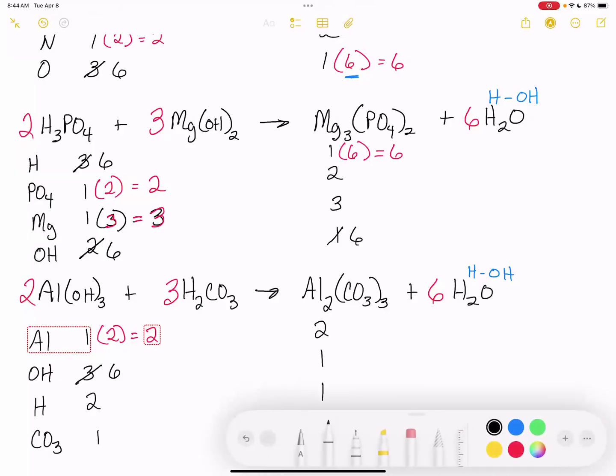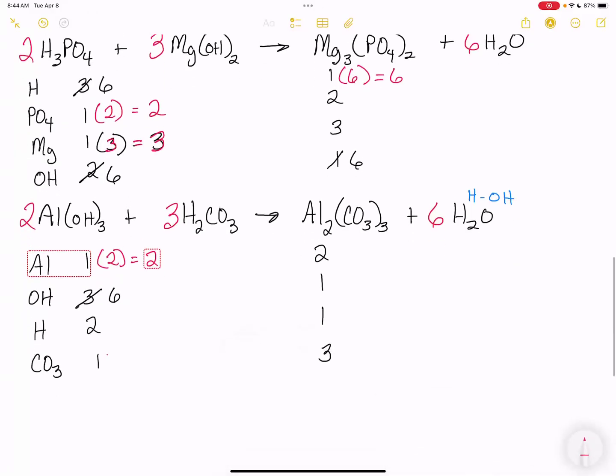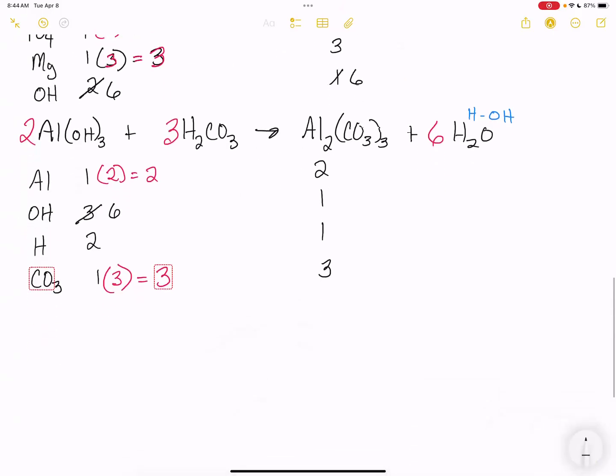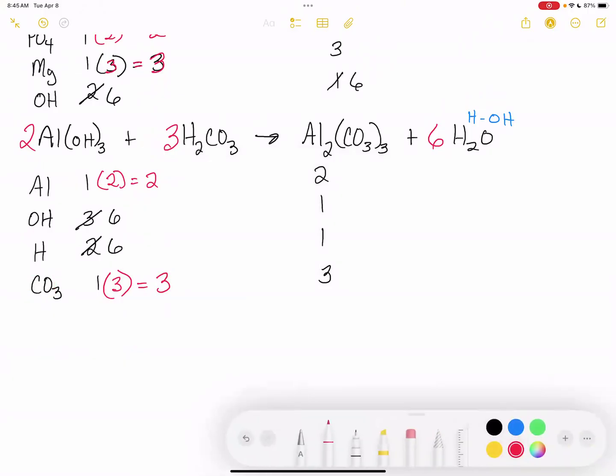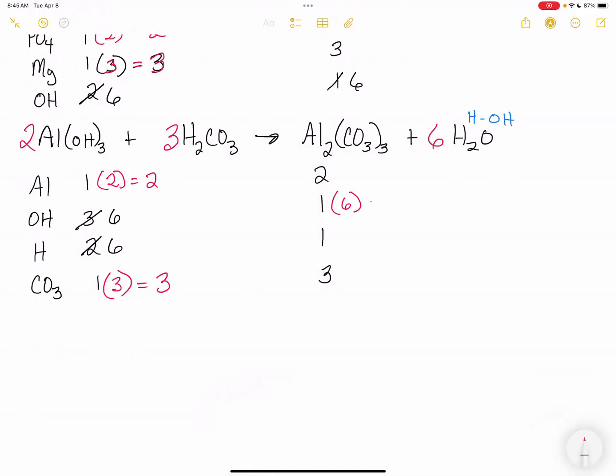I then took care of the carbonate. On the reactant side, I multiplied the carbonic acid by 3 in order to get 3 carbonates. But in doing so, I wound up with 6 hydrogens. So then I multiplied the product side, the hydroxide, by 6. And in doing so, I wound up with 6 of the other. Questions?